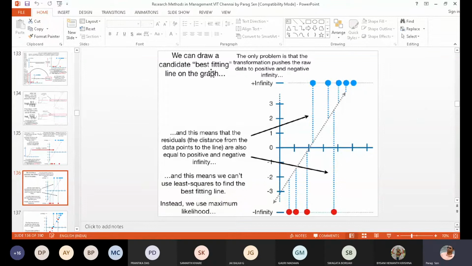Okay, so we can draw a candidate best fitting line on the graph. The only problem is that the transformation pushes the raw data to positive and negative infinity. Okay, and this means that the residuals are also equal to positive and negative infinity. And this means we cannot use least squares to find the best fitting line. Because if your data points are lying at infinity, and you need to take the distance from infinity, that will also be infinity.